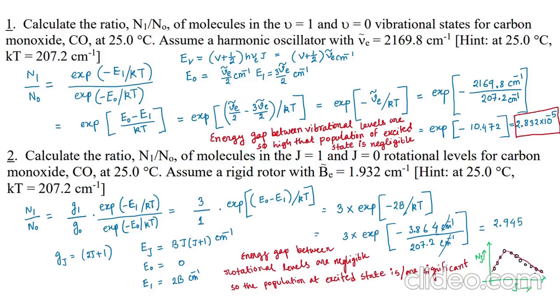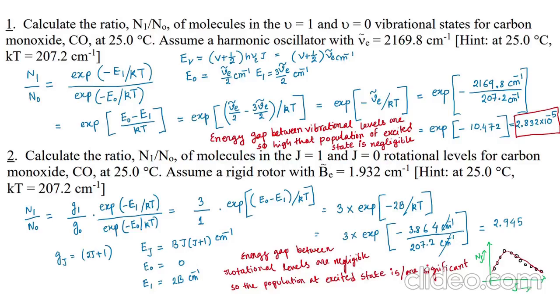So it will go through a maxima. And you already know how to calculate at which J you are going to get the highest nJ, right? You just need to take a derivative of this population, where nJ is dependent on gJ into exponential minus EJ by kBT. You just need to differentiate this with respect to J to get the value of maximum J.